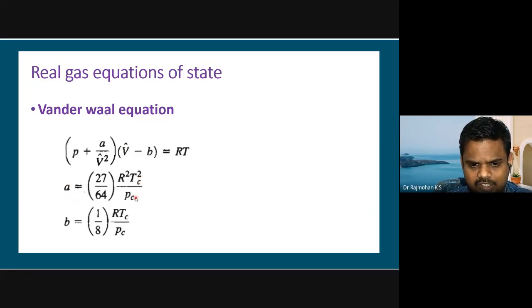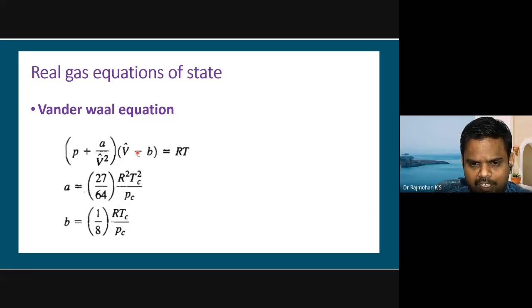If TC and PC of the component are known, they will be there in the literature. With that, we will calculate a and b and substitute here, and we can determine either pressure or V if one of the parameters is unknown. We have a, b, P, V and T, so totally 5 parameters. Out of that, a and b will be obtained using this formula, so of the remaining three parameters among P, V and T, we can determine the one unknown parameter.